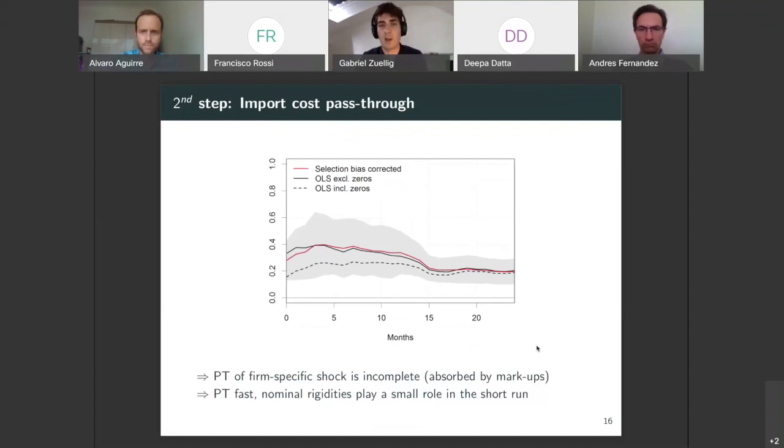The estimated pass-through on impact is maybe about 0.3, which means that a large fraction of cost changes are absorbed by markups. Now, the pass-through is also much faster, and even there, nominal rigidities play a relatively small role. If you compare the OLS excluding and including zeros to what you would expect from a Calvo model with a 19% adjustment probability, you would assume this dashed line, including the zeros, to be much lower. But we see that even the one including zeros does react on impact, and by about half as much as our selection corrected.